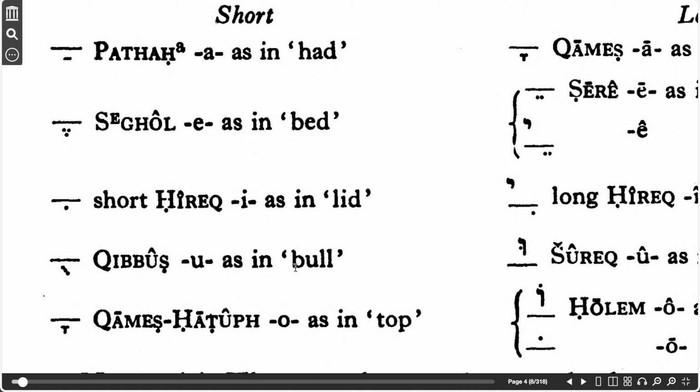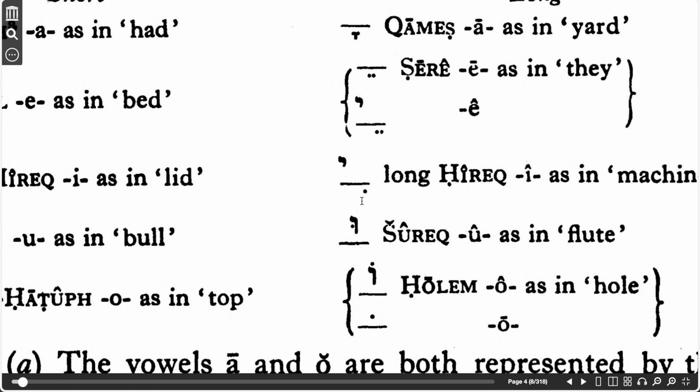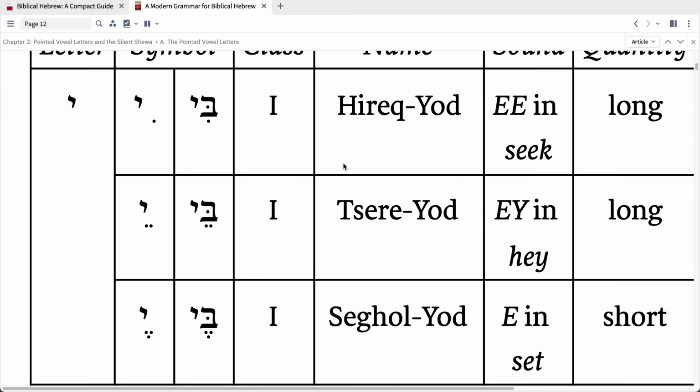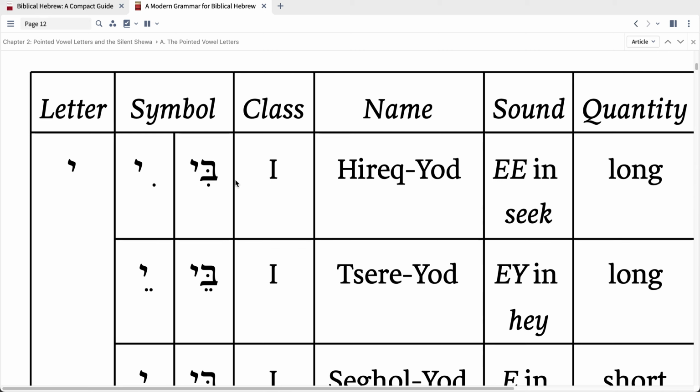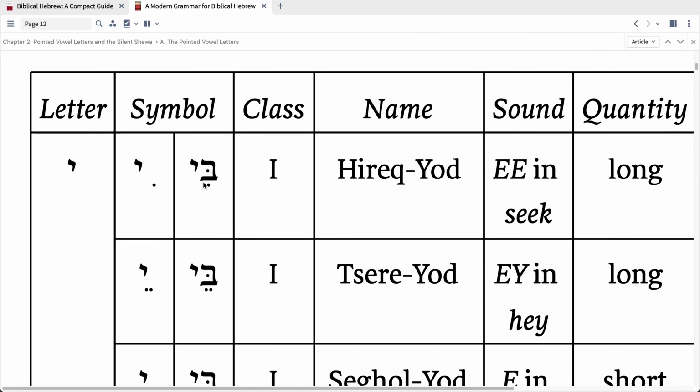So you're not just learning them down the page, you're learning them in terms of going across the page to see the difference between the short and the long versions of them. So if you have the dot with the yod, then you're looking at the long sound, and they call it hireq yod, which is another name for it instead of long hireq. And so you see the dot with the yod after it. Okay.